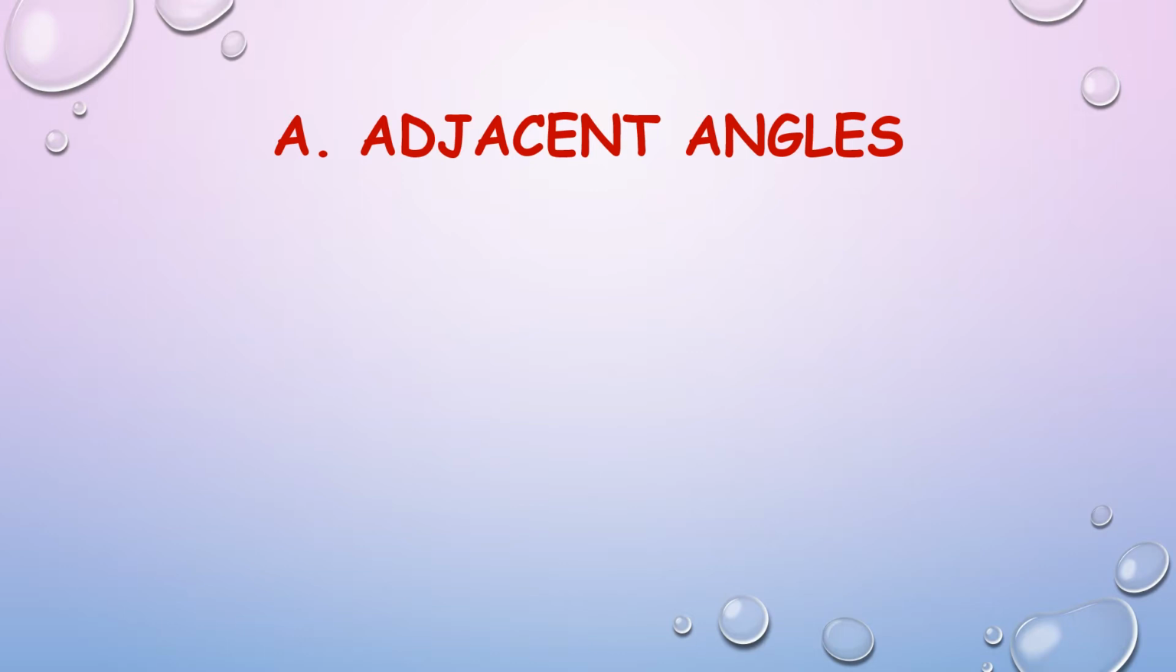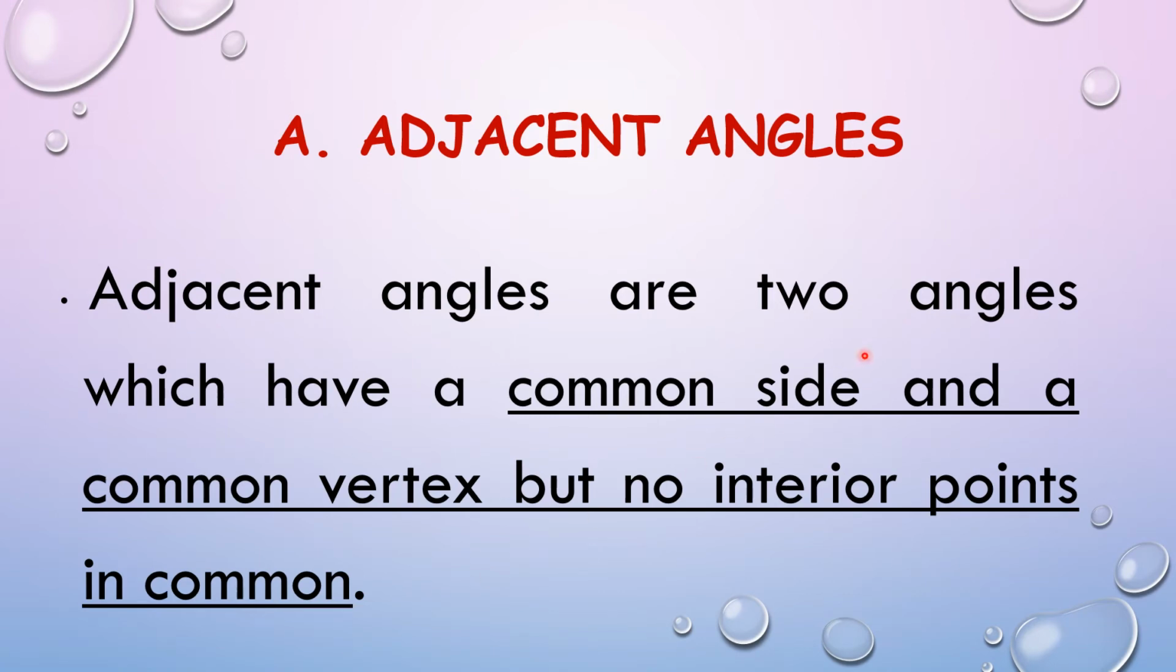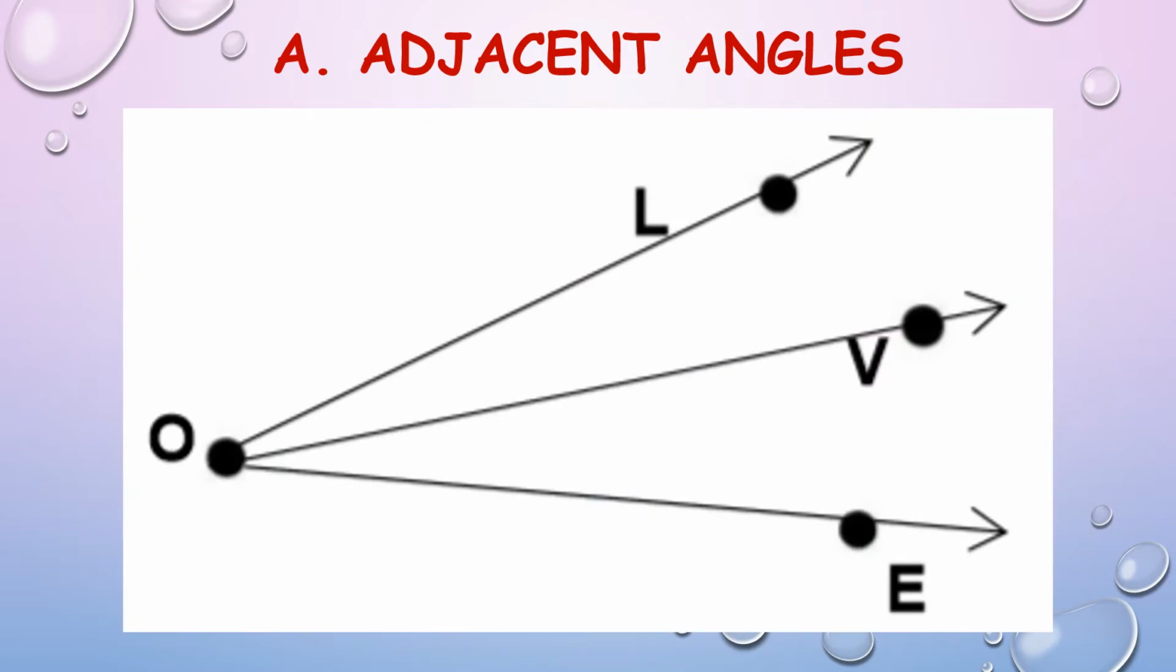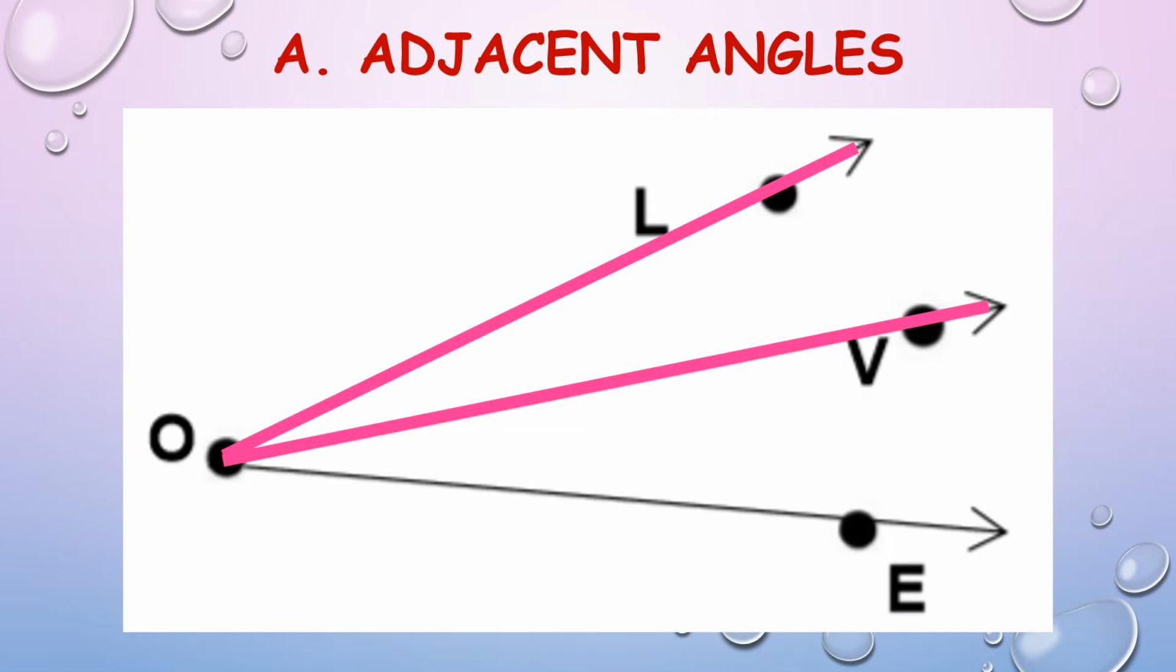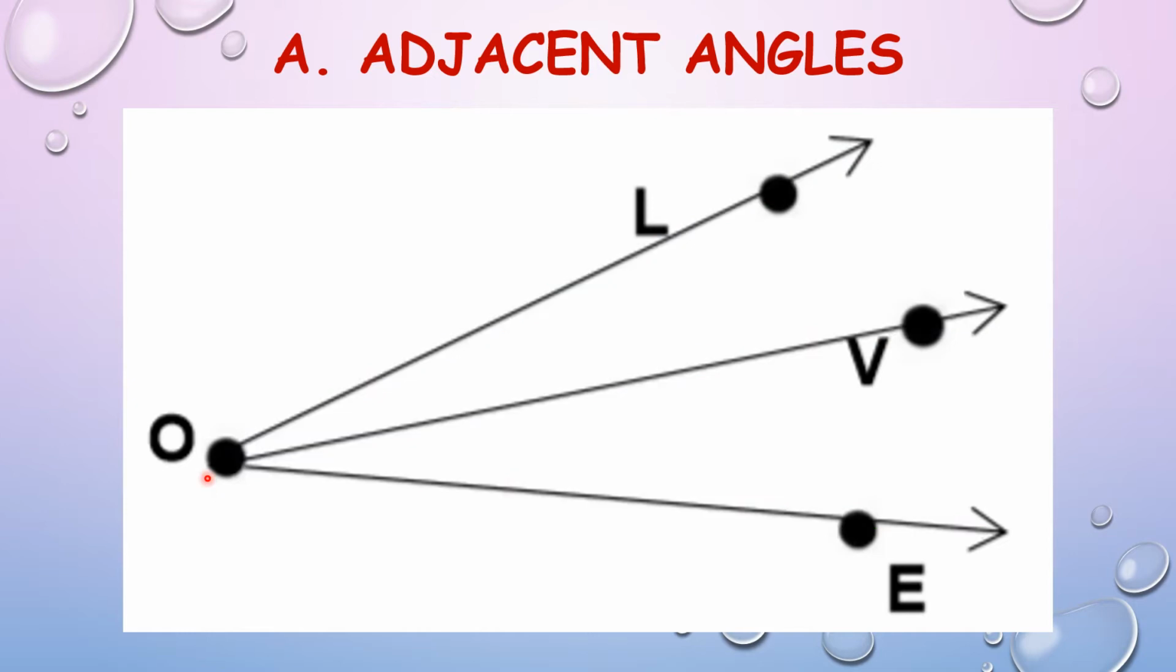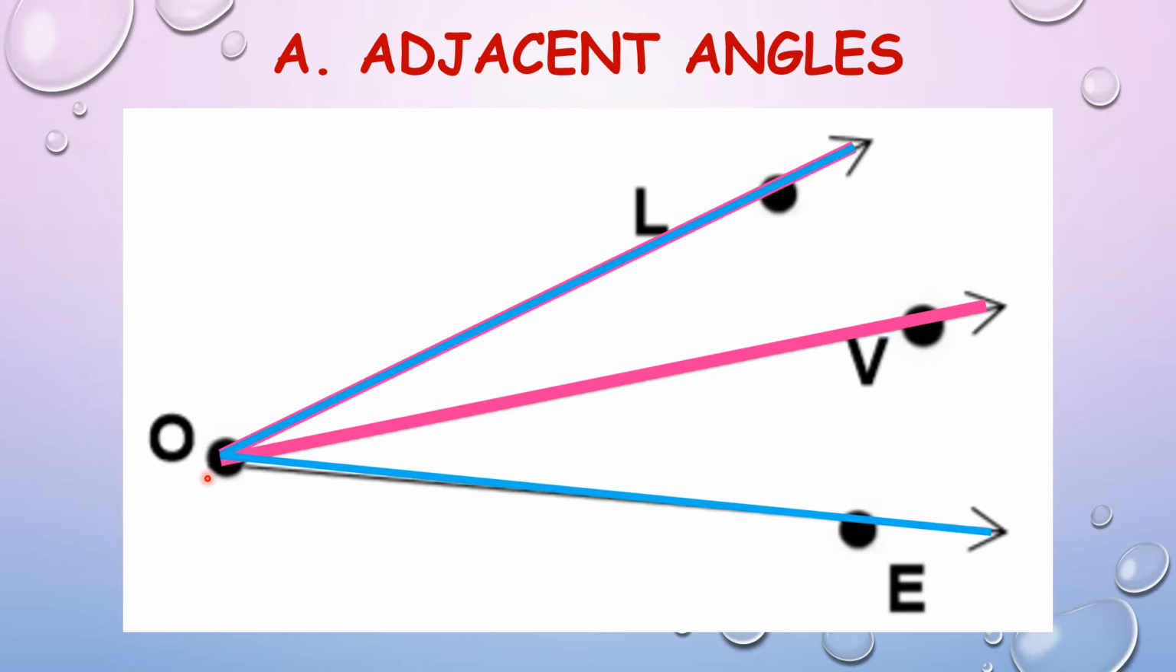There are different ways in which a pair of angles may be classified. A pair of angles may be related on the basis of the sum of their angle measures or of their positions. So let's have adjacent angles. These are two angles which have a common side and a common vertex, but no interior points in common. Let's have an example of adjacent angles. Angle LOV and angle VOE have a common side, which is ray OV, and a common vertex, which is O. On the other hand, angle LOV and angle LOE are non-adjacent angles since they have a common interior point V. This one, point V.